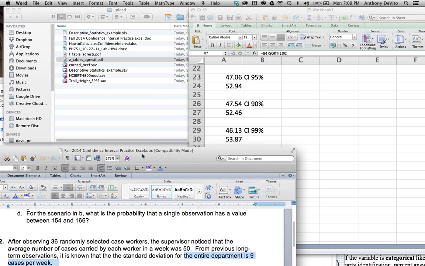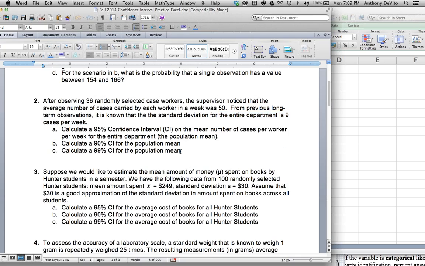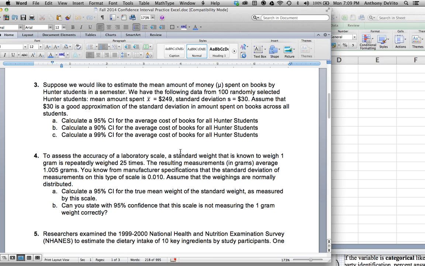So now let's go on to the next one. See what that one looks like. Suppose we would like to estimate the amount of money, mu, spent on books. See, we're always after mu. X bar is what we calculate, but what we really want to know is mu, the true population mean.